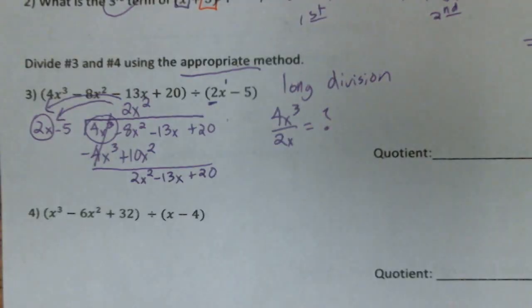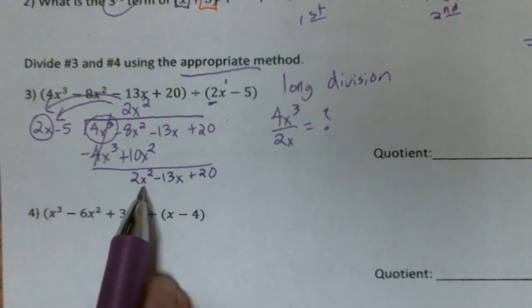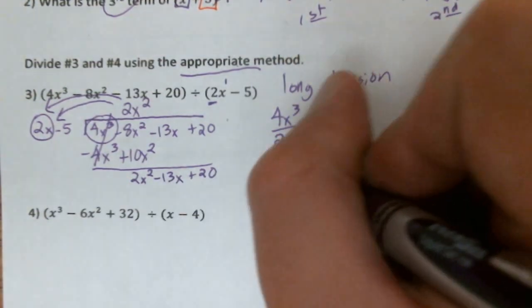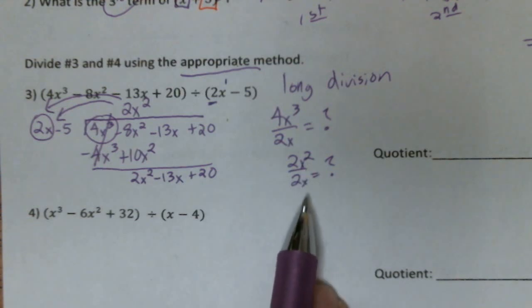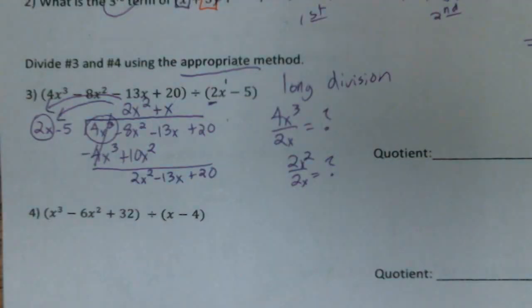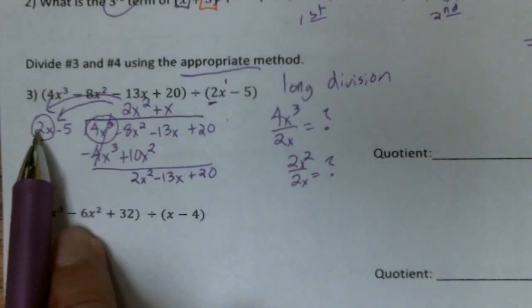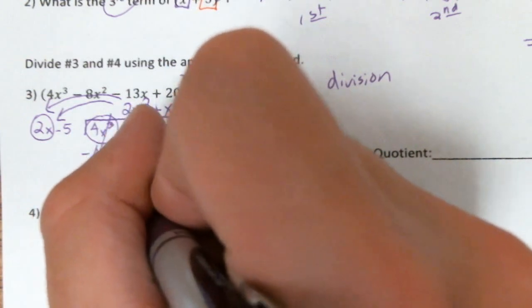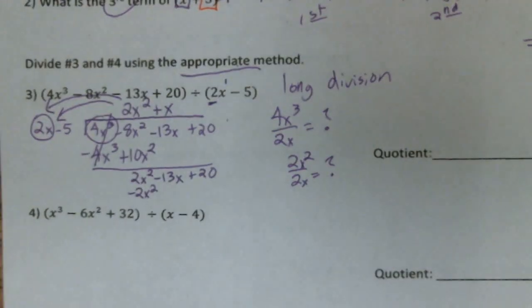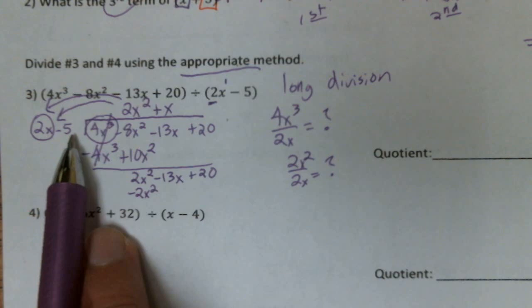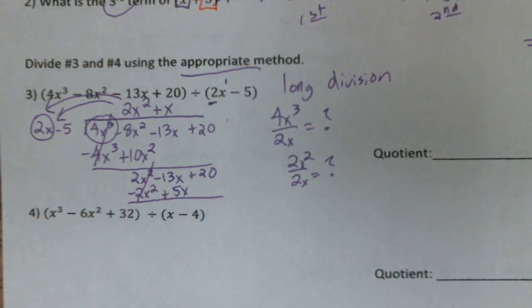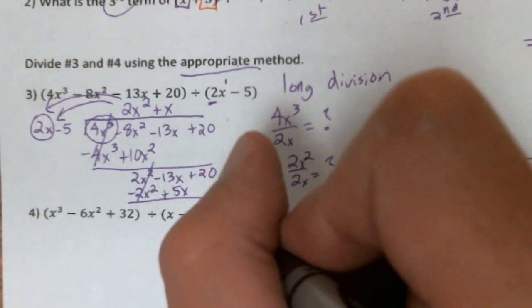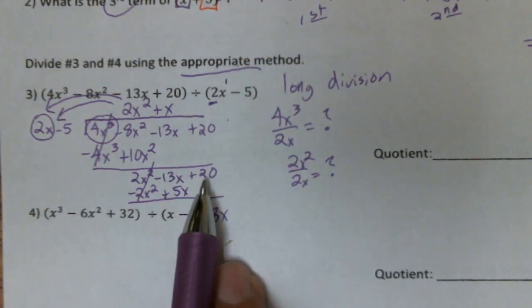And now I'll do it all over again. How many times does 2x go into 2x squared? So in other words, 2x squared divided by 2x is equal to what? Okay, 2's cancel, x squared over x is just x. So I'm going to put a plus x up here in the x column. I've got to multiply x times 2x, that's 2x squared, flip the sign, minus 2x squared, as we expected. x times negative 5 is negative 5x, flip the sign, plus 5x. Those front two terms cancel. 13x plus 5x is 8x, and then I bring down the 20.